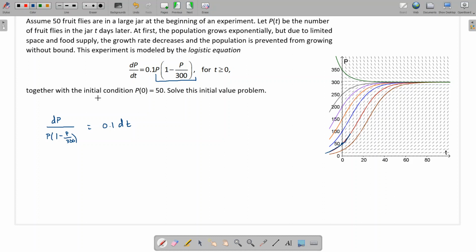Okay, so now we're going to clean up that fraction a little bit. I don't like having compound fractions, so what I'm going to do is multiply the top and the bottom of this one by 300. And I will actually distribute that 300 through the parentheses. So that will turn into 300 over P times 300 minus P. I'll just keep the dP over here on this side. So now that's just a cleaner expression.